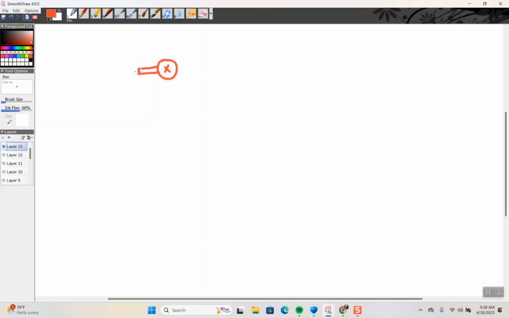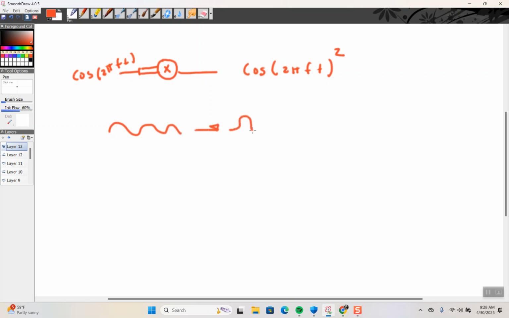I'm going to tie the inputs together, and I'm going to put in a cosine 2 pi f t, right? Now, this is now cosine 2 pi f t squared, right? So I have this function, and it's going to kind of give us twice the frequency.